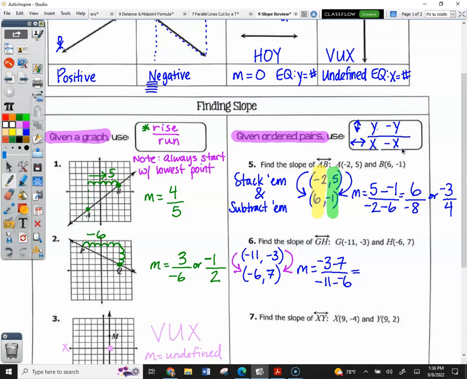This does not matter. Is that what's throwing you off? Okay. Would you agree that this is the column of x's? Yes? Would you agree this is the column of y's? Yes? Would you agree that the y's need to be on top and the x's on bottom? And we're subtracting. What do you do? Negative 3 minus 7, that's my y's. Negative 11 minus negative 6, I just wrote it.